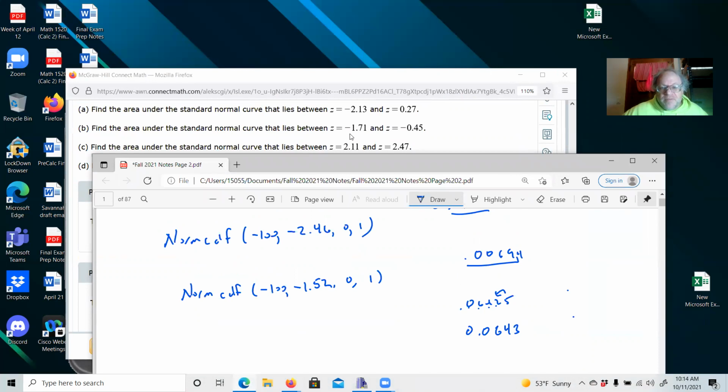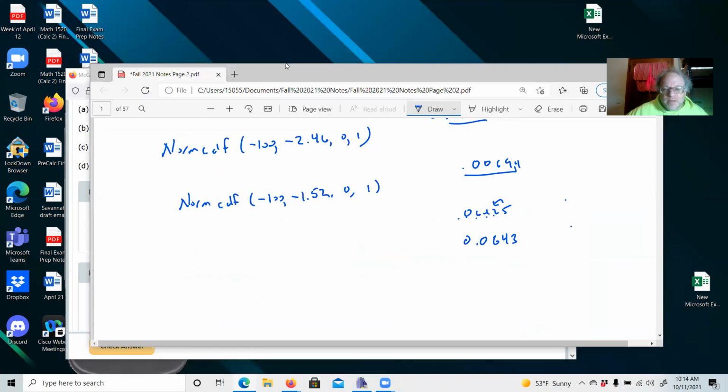So if I wanted to say find the area under the standard curve that lies between Z, remember that's the Z score, between Z equals negative 2.13 and Z equals 0.27. So what are we doing with this? Here's my standard normal distribution.